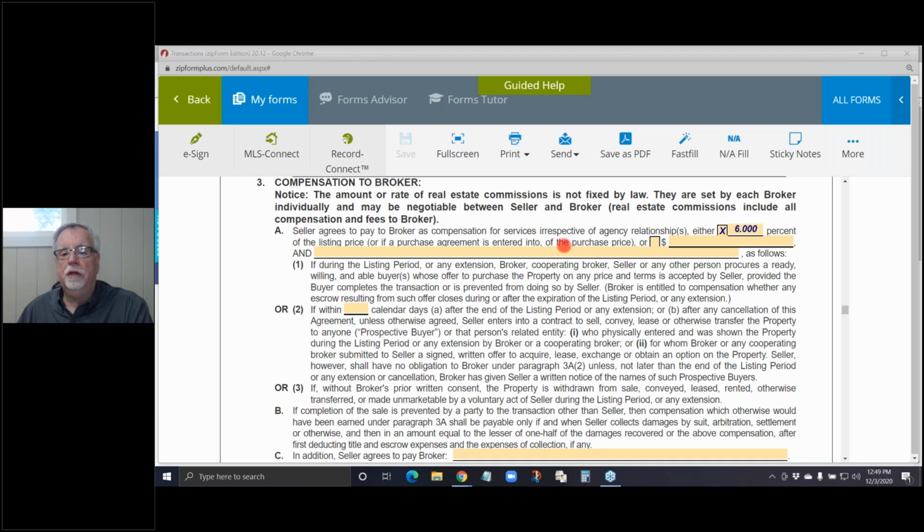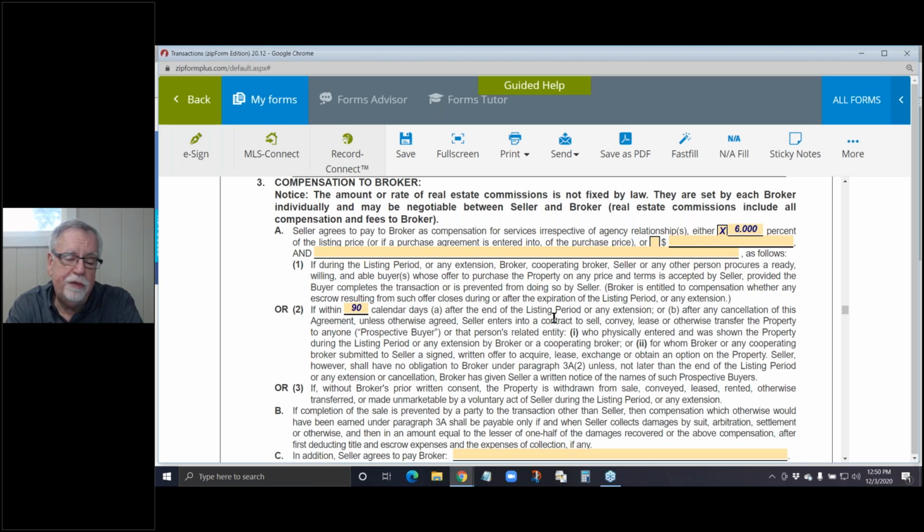Because those first four all deal with what happens during the listing period, if any of that happens, you've earned a commission. The second, or 2, is what is referred to as the safety clause or the protection clause. And I usually, let's say the listing is going to be 90 days, I would put in 60 days, 90 days. I've been doing this for a really long time, and I don't recall anybody collecting on the safety clause, but what do I know?